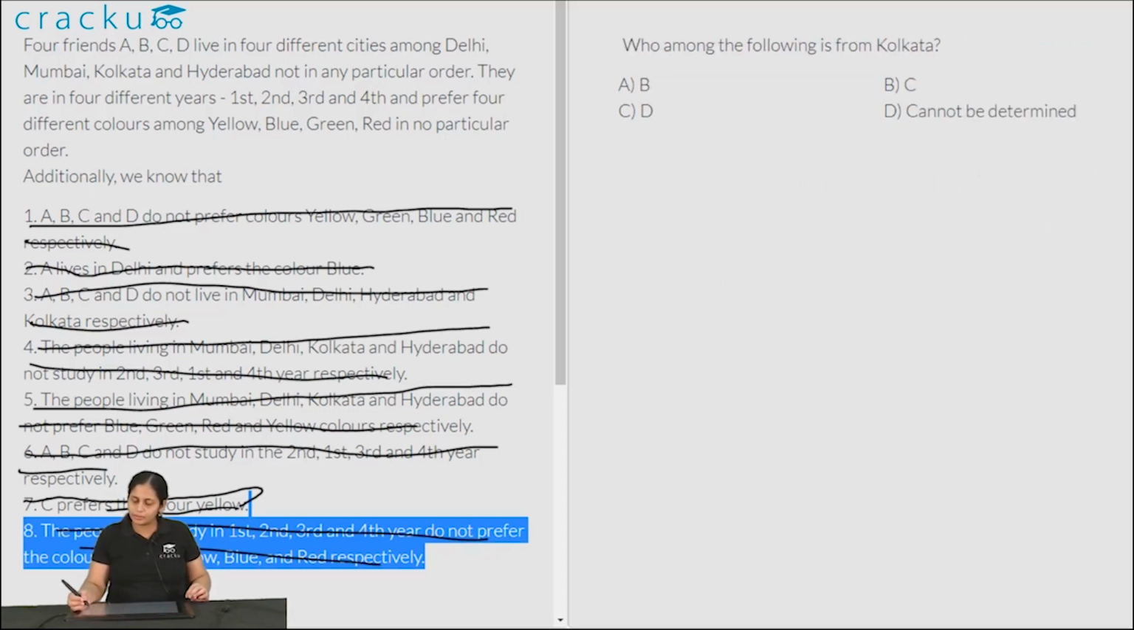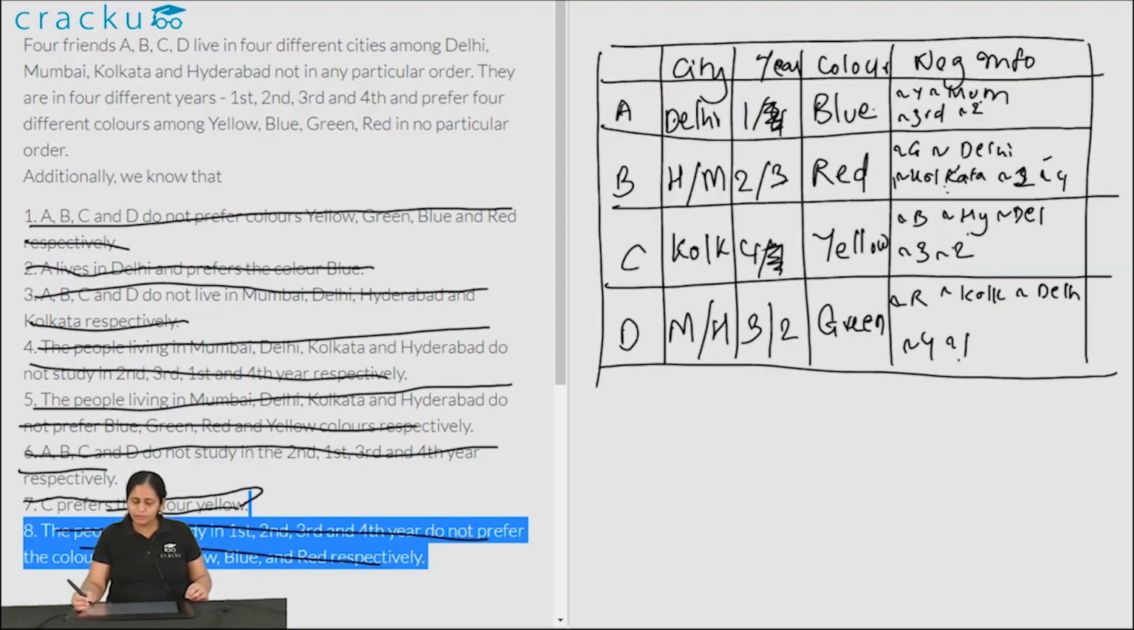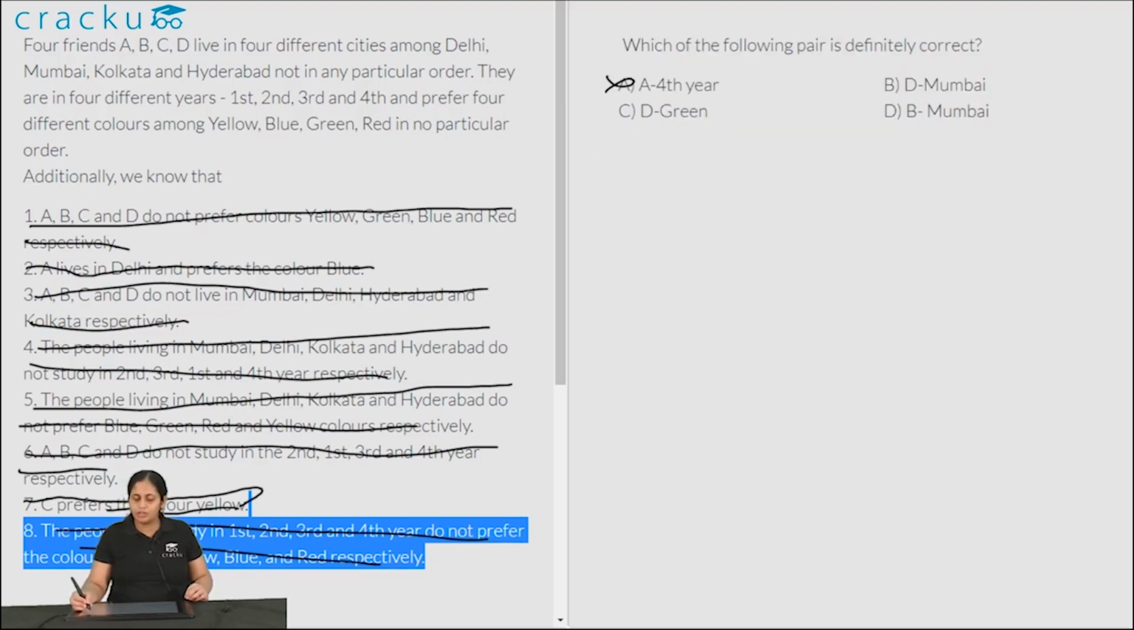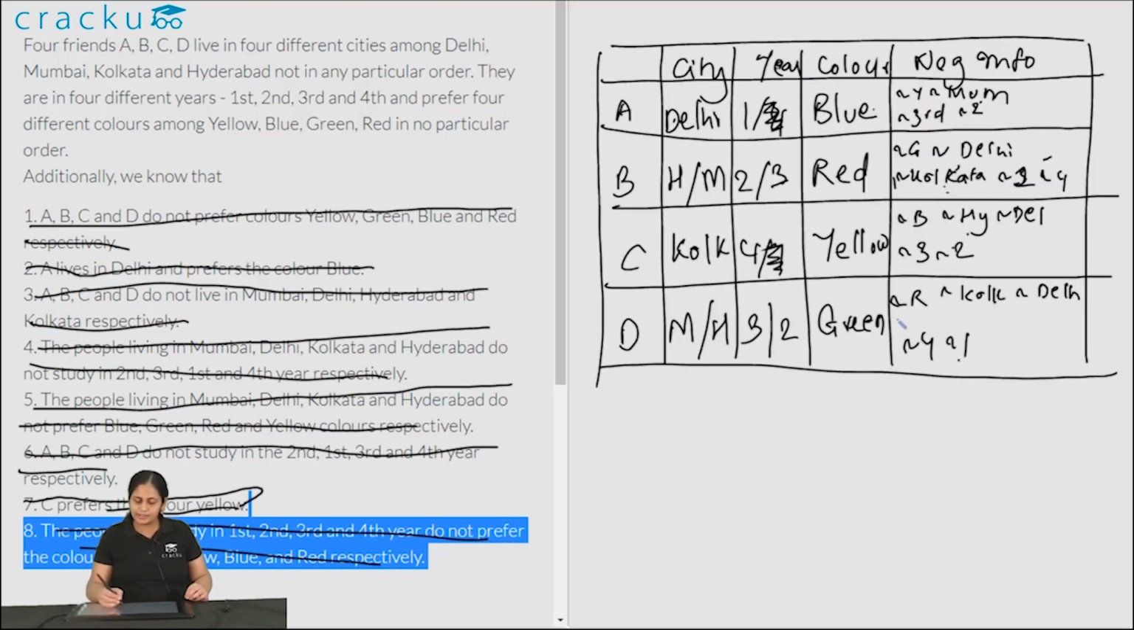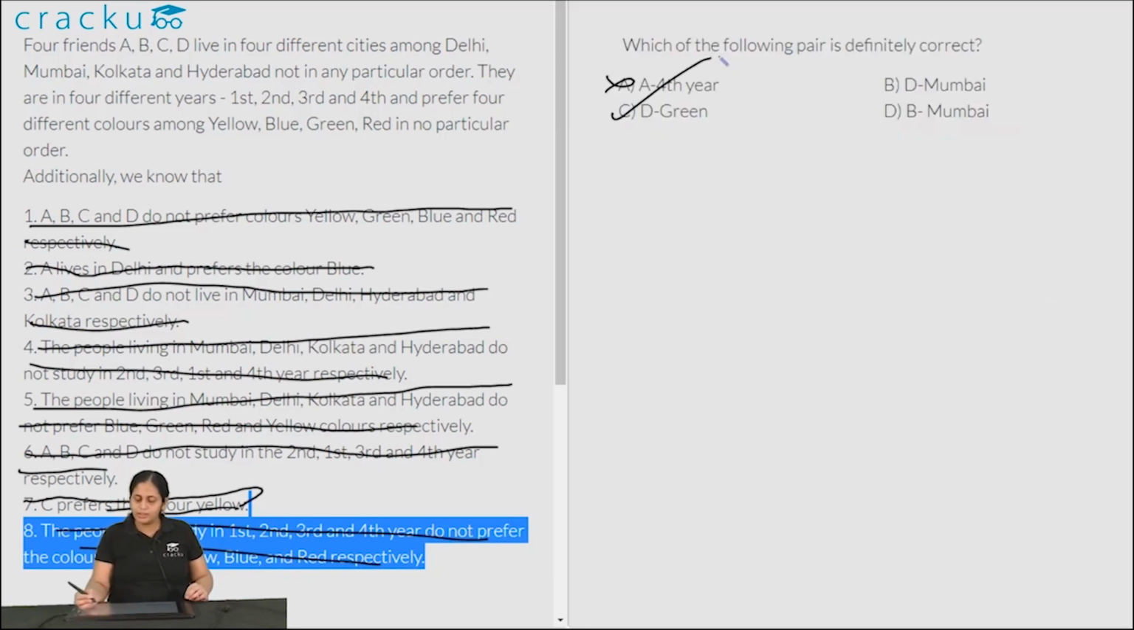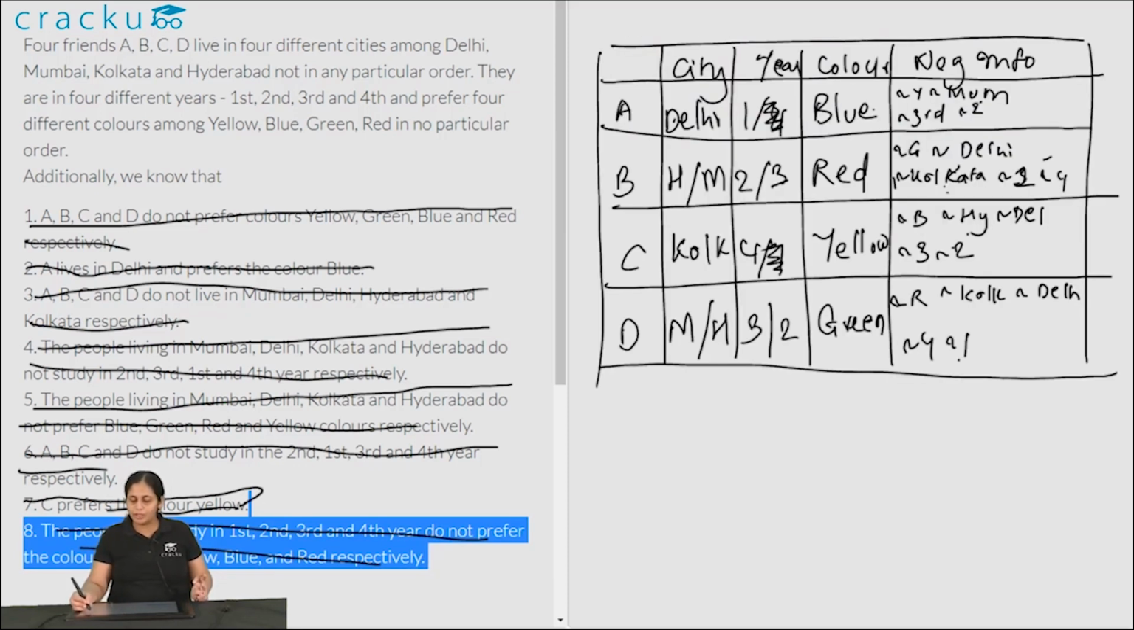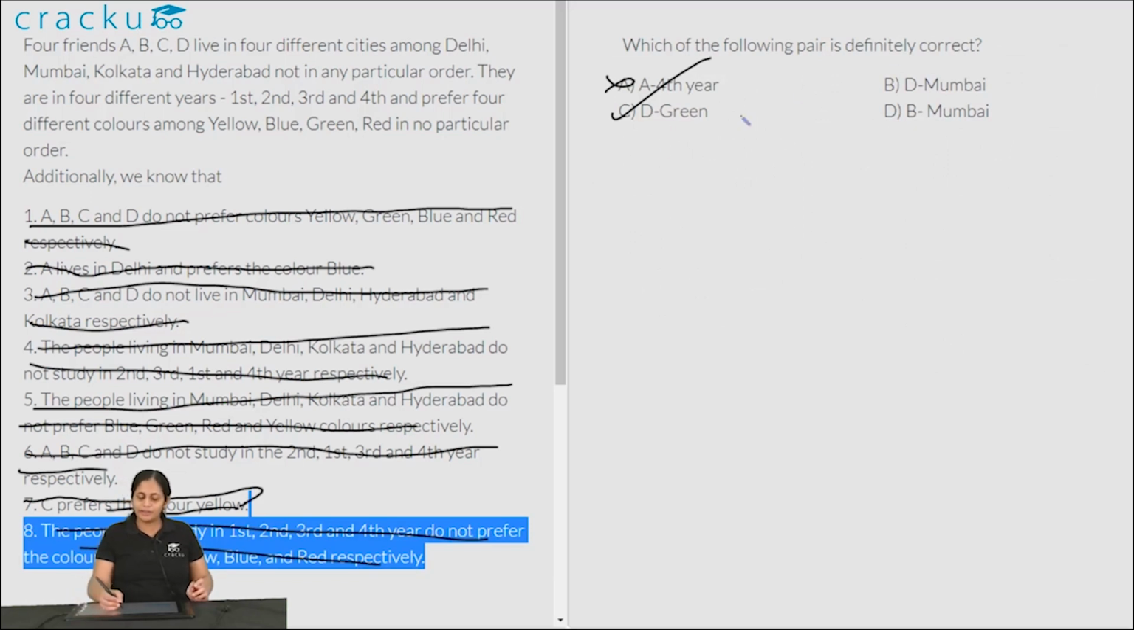Now the third question is, who among the following is from Kolkata? We know that C is from Kolkata, so the right answer is option B, C. And the fourth question is, which of the following pair is definitely correct? A, 4th year. No, A is in the 1st year, so this is wrong. D, Mumbai might be true but is not necessarily true. D, Green is necessarily true, so this is true. B, Mumbai can be true but is not necessarily true. So definitely correct is only option C. So option C is the right answer.